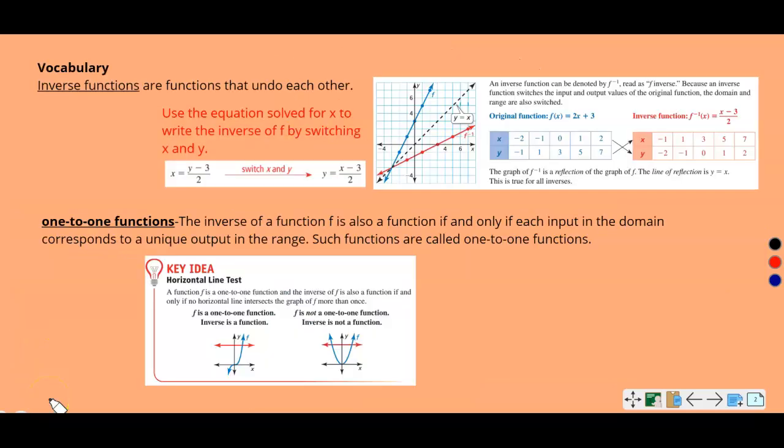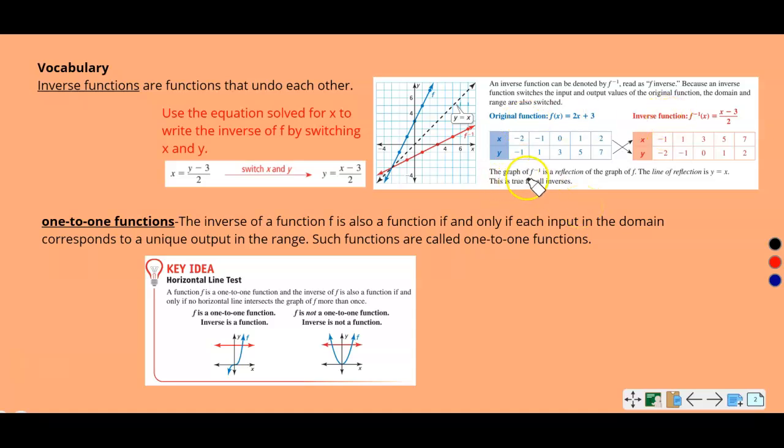All right, we do have a couple vocabulary terms. Inverse functions are functions that undo each other. Use the equation solved for x to write the inverse of f by switching x and y. So this is important. This is the way you find an inverse of a function. You simply switch the x and y, and then you solve for the function. If you have ordered pairs in a table or just ordered pairs, you simply switch the x's and the y's, and that is your inverse. If you have a function, like an equation, then you take the x and y and switch them, and then you solve for y. So these two would be inverses as well.